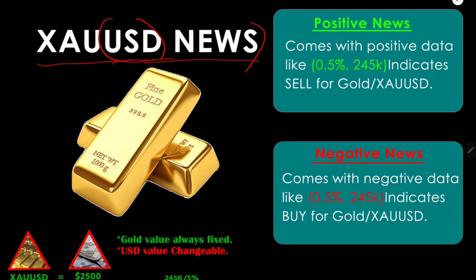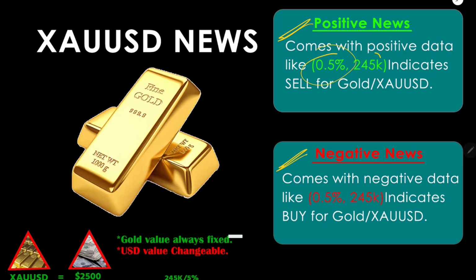There is a lot of news coming in the upcoming weeks, like FOMC, unemployment claims, and other important news. There are two kinds of news that come into the market: positive news and negative news. If data comes with a positive value, like positive 0.5% or 245k, or bigger than the previous one, then we can consider that positive news. Positive data shows as green 0.5% and green 245k, like that. And if data comes with a positive value, then we can continue the sell entry.